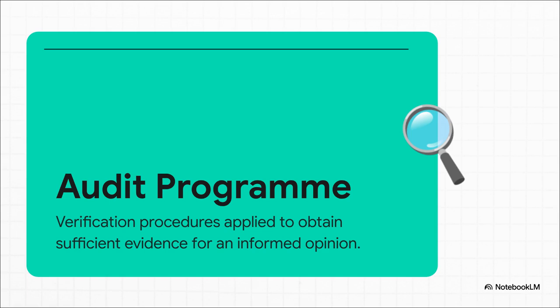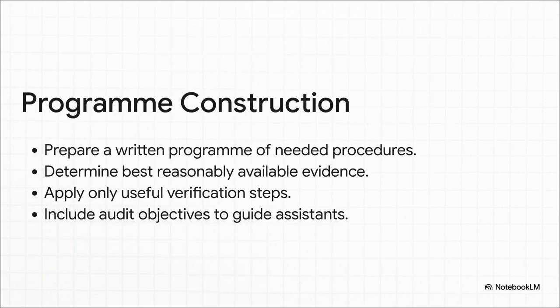It ensures that every single step you planned is actually executed and that nothing vital gets missed by the team on the ground. And this brilliantly illustrates exactly how an auditor maintains control over proper execution. To construct an effective program, you absolutely must prepare it in writing. You have to determine the best reasonably available evidence you can collect. You need to strictly apply only those verification steps that are actually useful. Seriously, no busy work allowed here. And crucially, you have to include specific audit objectives for each area. This acts as a direct set of instructions for the assistants involved, carefully guiding their execution step by step.